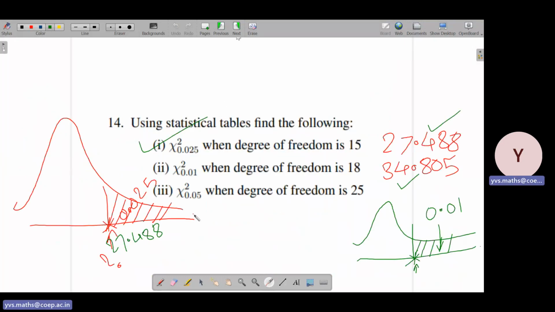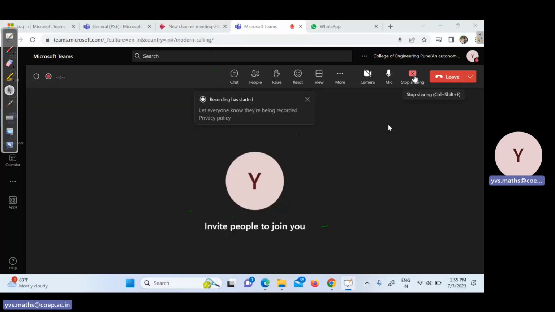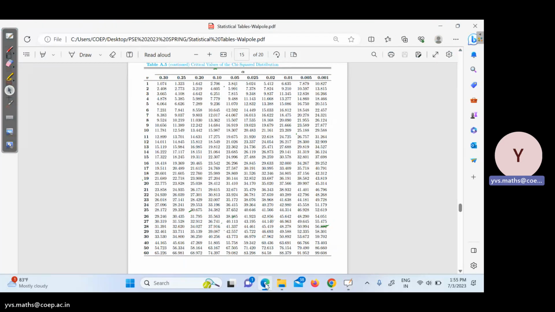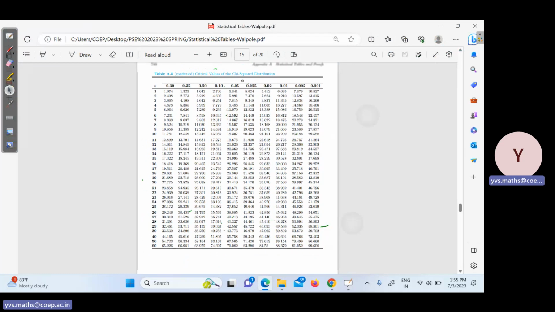On the next page we will solve some examples on chi-square distribution. The first one is using statistical tables: you have to find chi-square 0.025 when the degree of freedom is given to be 50. So let's concentrate on this first question. For that, you will need the statistical tables. So let me just open the statistical table for the chi-square distribution.